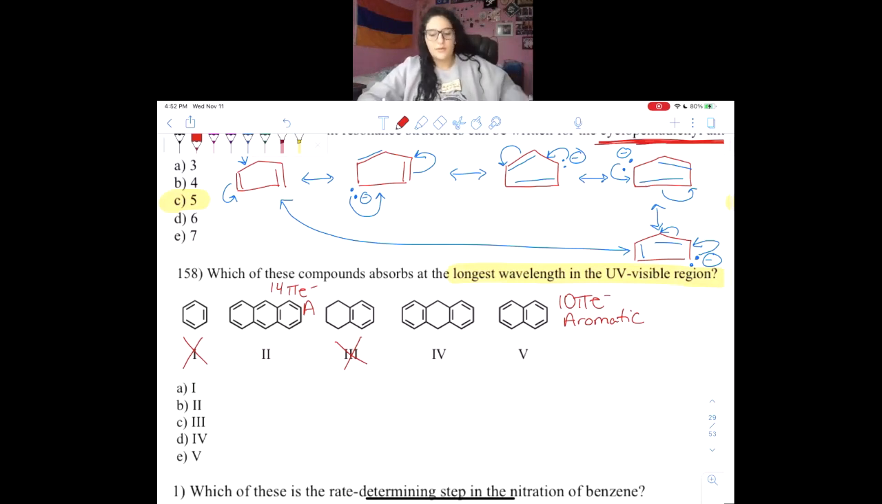So we can, first of all, tell that number 2 has the most double bonds in conjugation. And in addition, we also said that it was aromatic, so it has even more stability. So for those two reasons, we know that B is going to be the most stable compound, aka it will have the longest wavelength in the UV-Vis spec region.